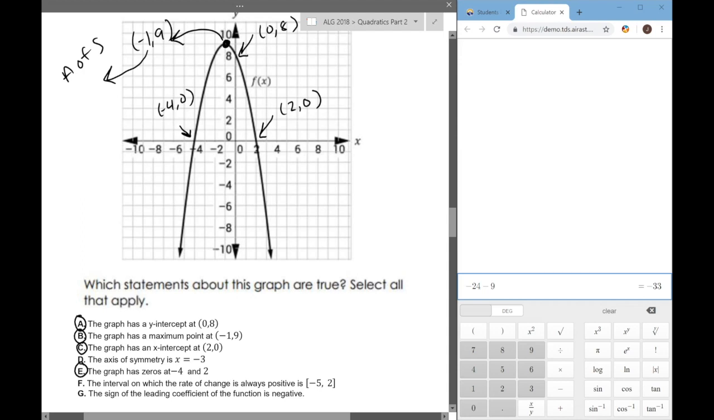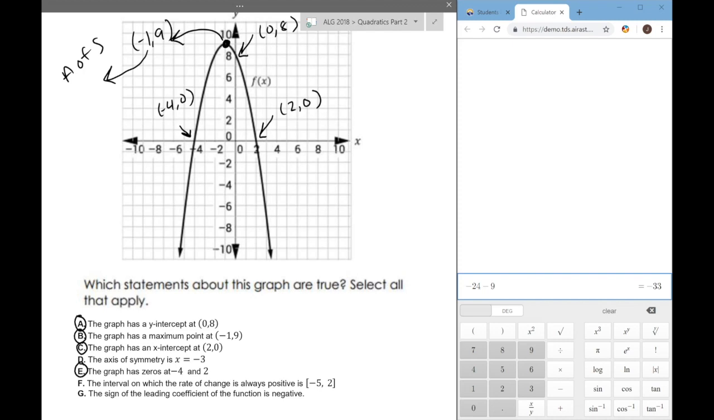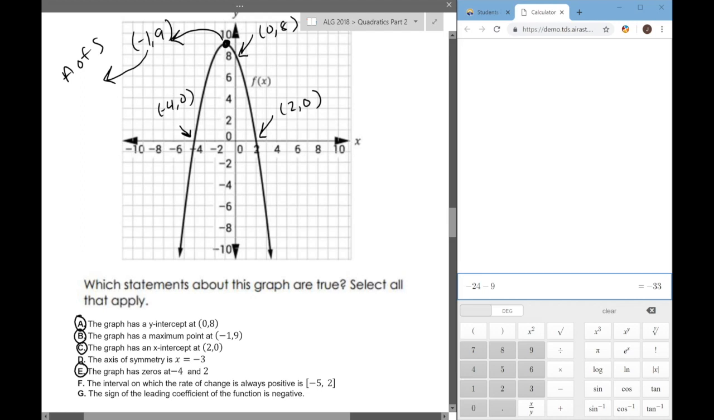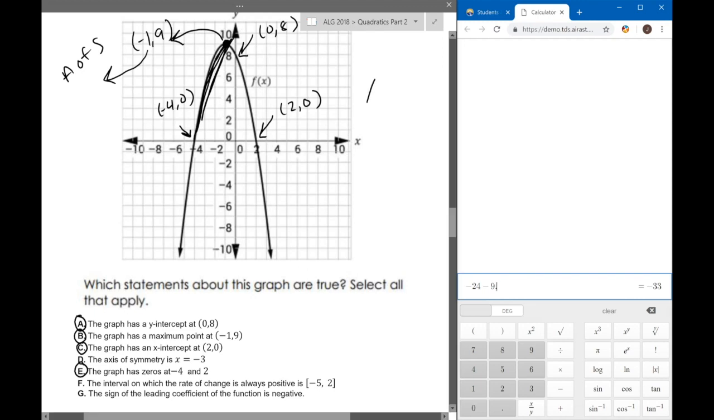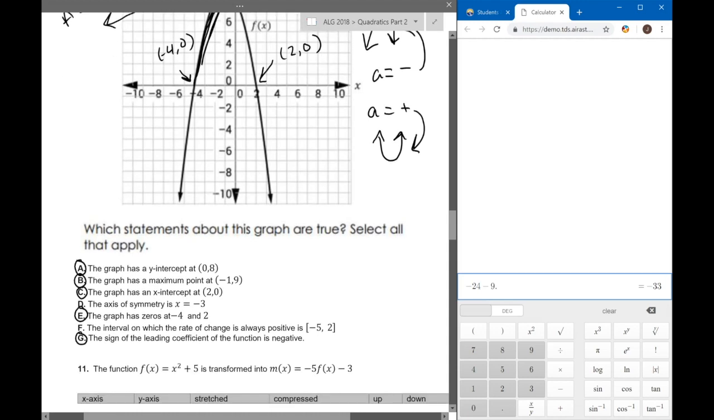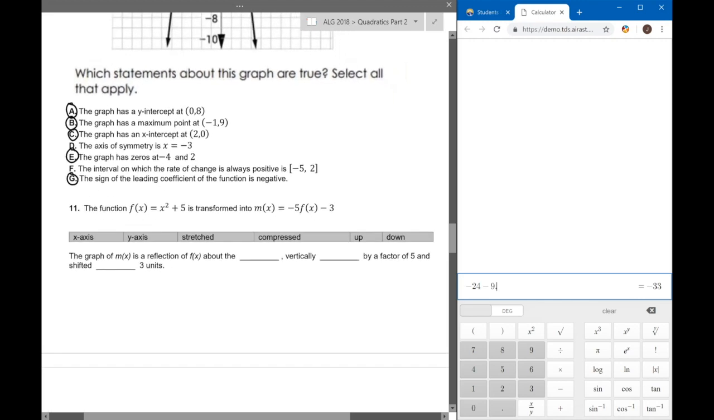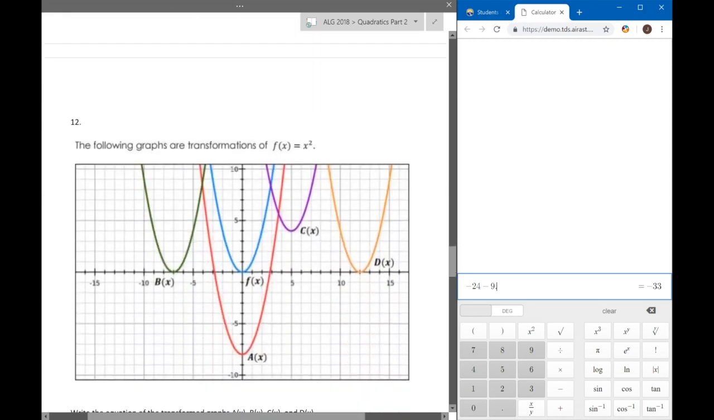The interval on which the rate of change is positive is -5 to 2. So when is it getting positive? Well, it starts at -5? No. Positive, it starts at -4 up to about 10. So that's wrong. And the sign of the leading coefficient is negative. Well, yeah, that means that if you have an A negative, your graph's going to look like that. If A is positive, your graph looks like a smiley face. Currently, that's negative, so therefore G is also correct. Okay. We're going to skip number 11 as well and go on to here.